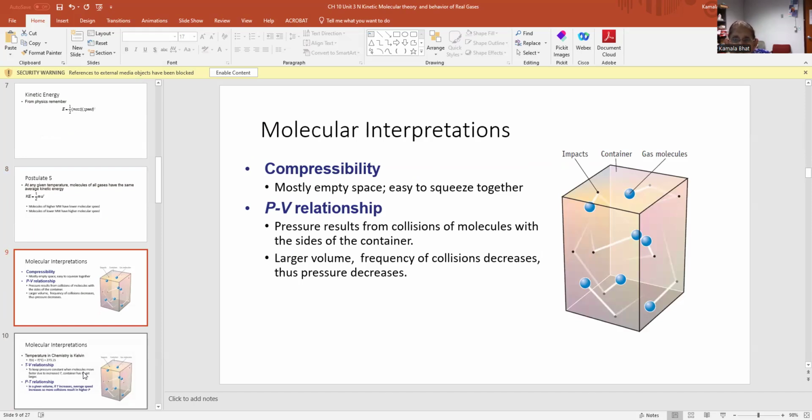The molecular interpretations. Most of the gas molecules, when they move, there is empty space, and so they're easy to squeeze together. The PV relationship: pressure results from collision of molecules with the sides of the container. With larger volume, the frequency of collision decreases, thus decreasing the pressure.